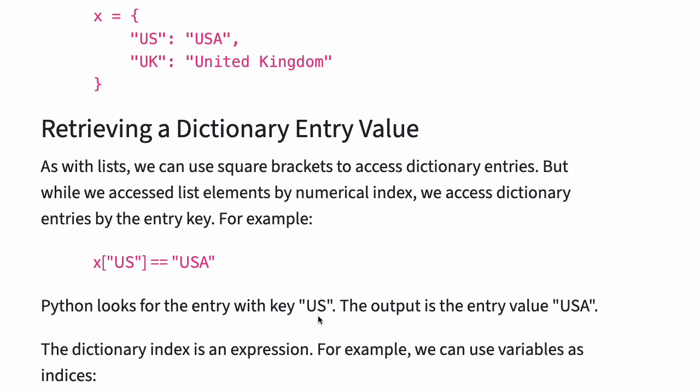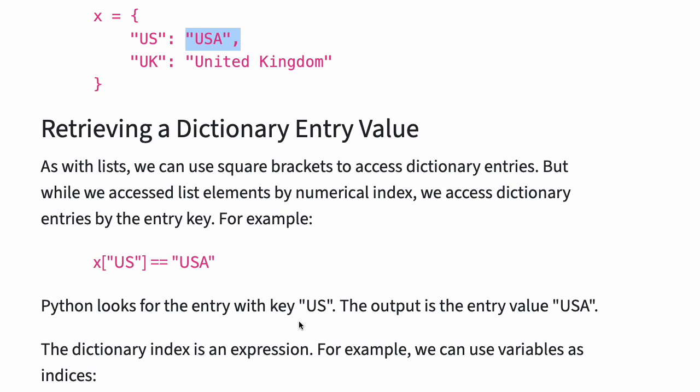As with lists, we can use square brackets to access dictionary entries. But while we access list elements by numerical index, we access dictionary entries by the entry key. For example, x of US equals USA. Python looks in dictionary x for entry key US. The entry value is USA.